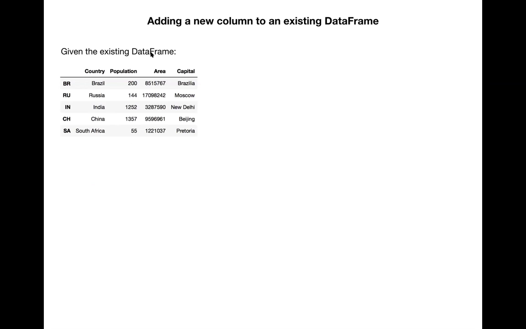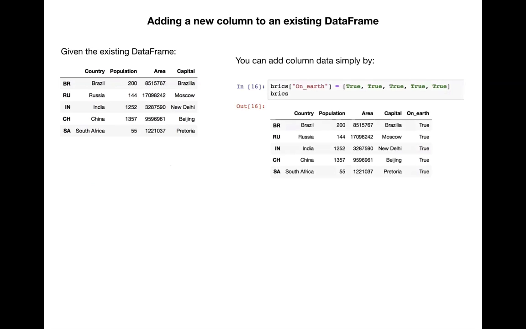So for example, we have an existing data frame, which is the BRICS one, which is this two-dimensional data table. And I want to add one column of data called on_earth to tell whether this country is on Earth. Of course they all are. And you can simply do BRICS on_earth. So I type in BRICS square brackets, and I give the name of the index called on_earth, and then equals a list of values. So now the values are Boolean values equal to True, True, five Trues, right?